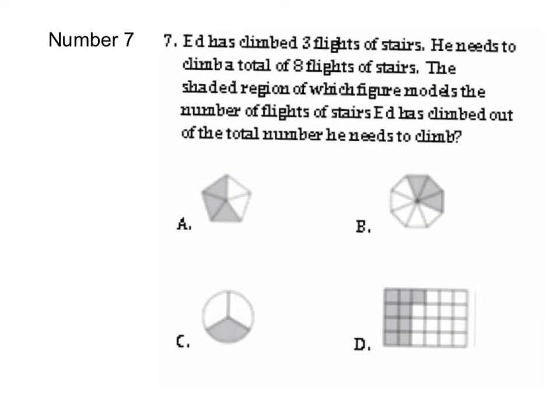Moving on to number 7. Number 7 states, Ed has climbed 3 flights of stairs. He needs to climb a total of 8 flights of stairs. The shaded region of which figure models the number of flights of stairs Ed has climbed out of the total number he needs to climb. So we need to read with a pen here because there's very important information here. So we know that he has climbed 3 flights of stairs and he needs to climb a total of 8.